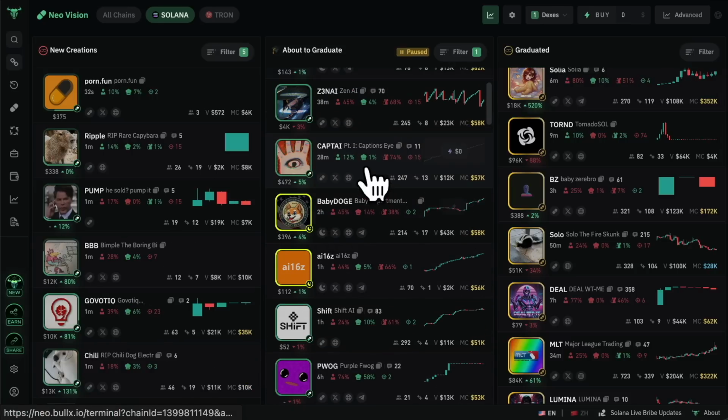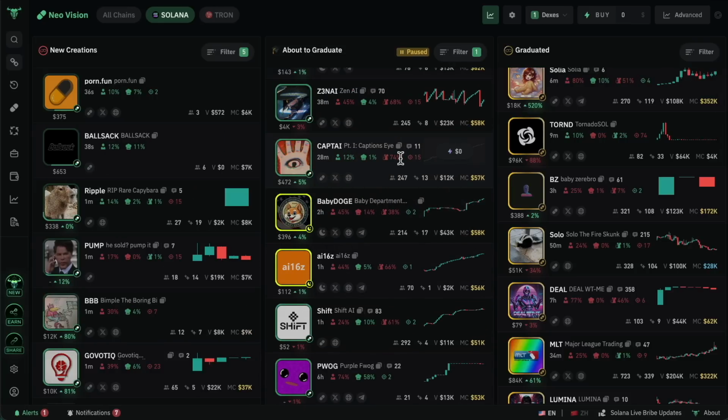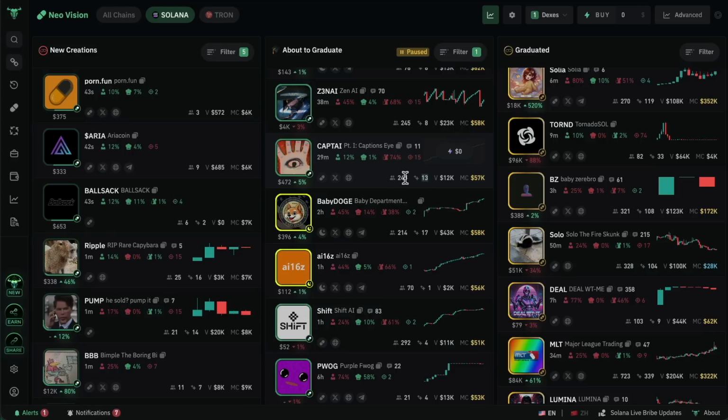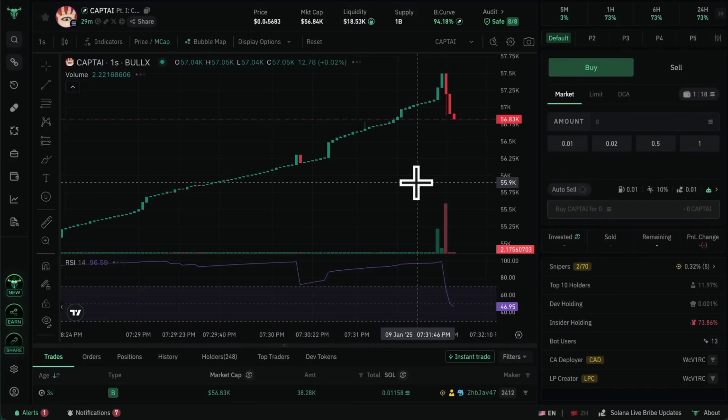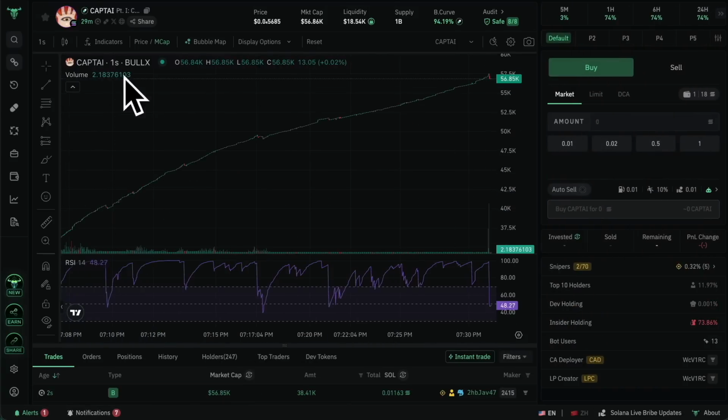So now you can work with me and just have a look at these numbers, and let's have a look at Captai here. 74% insiders, very, very high. Bot users, actual genuine regular buyers, extremely low compared to the holders. Chart looks like a scammy chart. It just keeps going up. It's not an organic looking chart. Let's just zoom into the chart so you can see. Which chart have you ever seen just going up in a straight line like that?